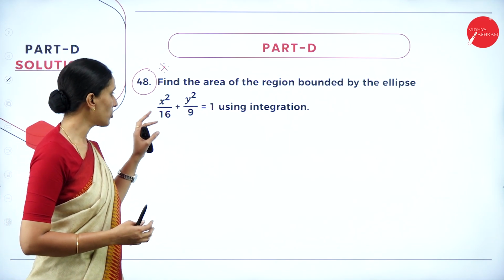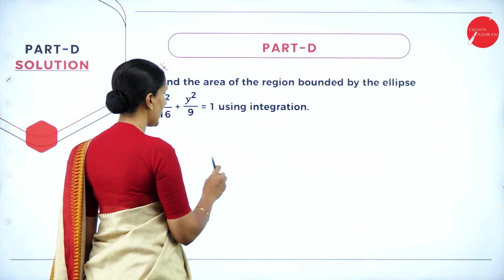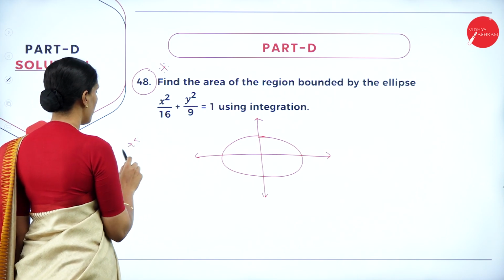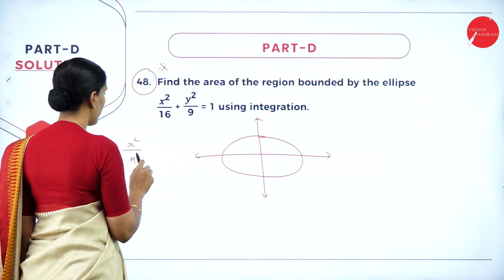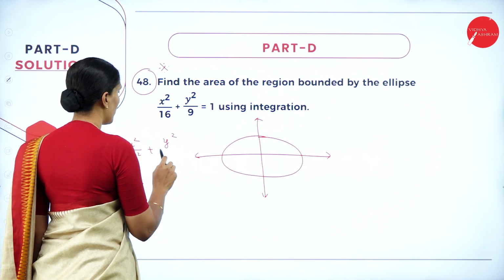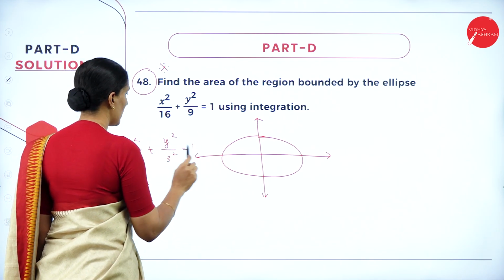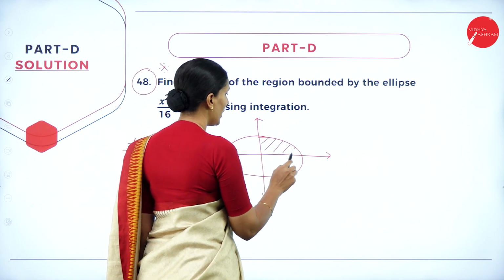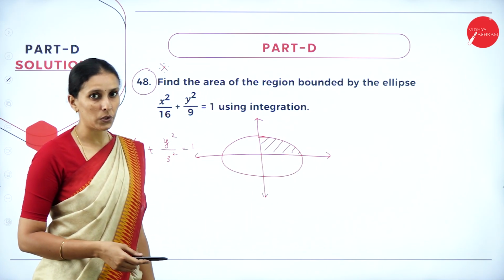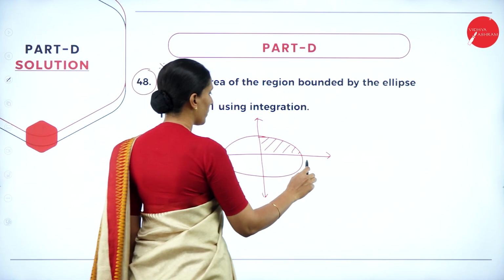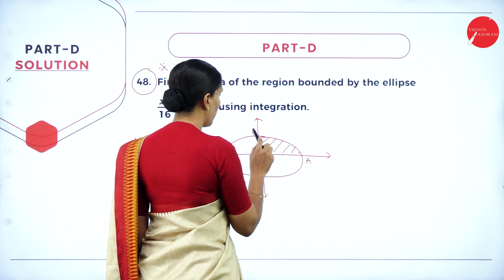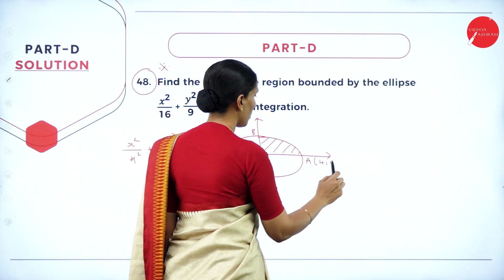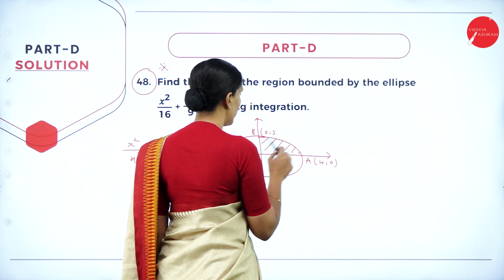So here we have a question on the ellipse. Now let us take one ellipse here. According to the question, x square by 16, which is nothing but 4 square, plus y square by 9, 3 square, is equal to 1. Now, I'll calculate the region only in the first quadrant, then I'll multiply the total area by 4. Let me consider this as AOB. The vertices: A is 4, 0 and B is 0, 3.